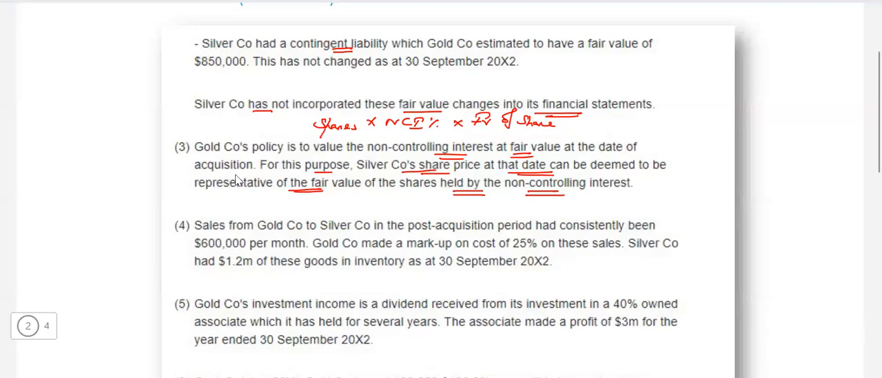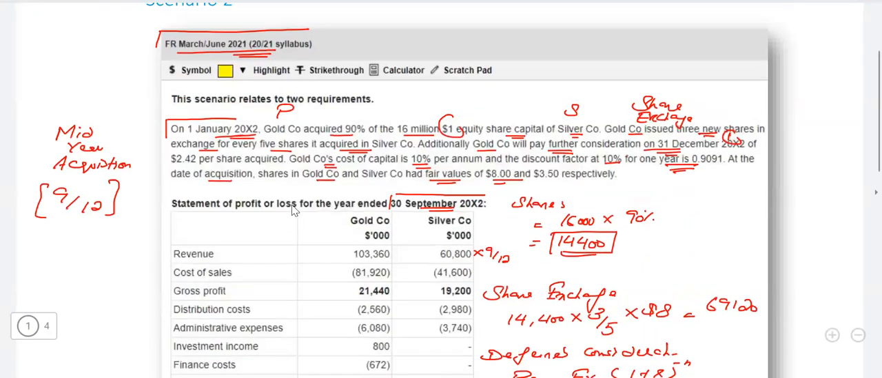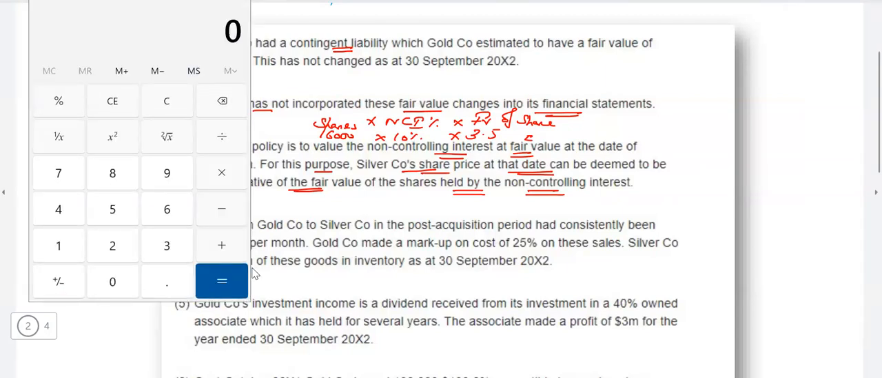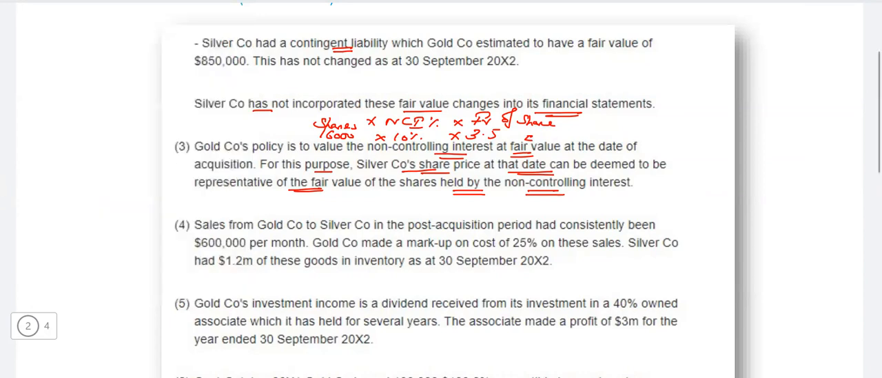So number of shares are 16,000. NCI percentage is 10%. And the fair value is being given in the question. It is $3.5. So we will have the fair value of the non-controlling interest at acquisition. Simple. We need that because we need to put that into the goodwill calculation. So this is how we do it: 16,000 at 10% is 1,600 multiplied by 3.5. So it is 5,600. So simply NCI at acquisition is 5,600.